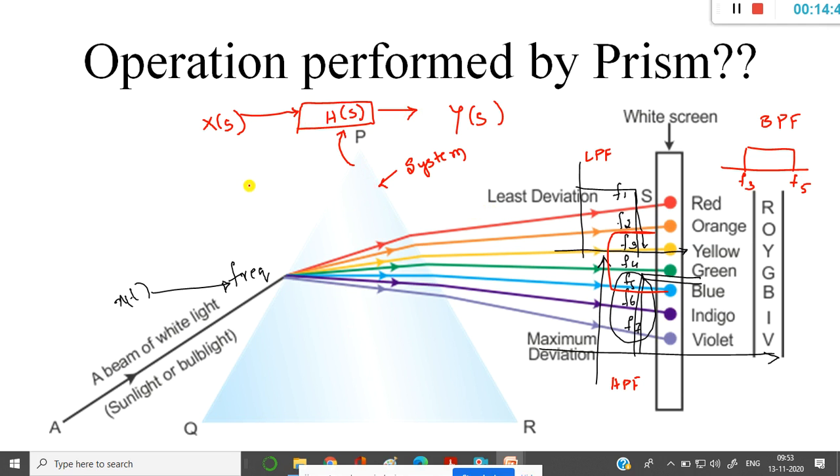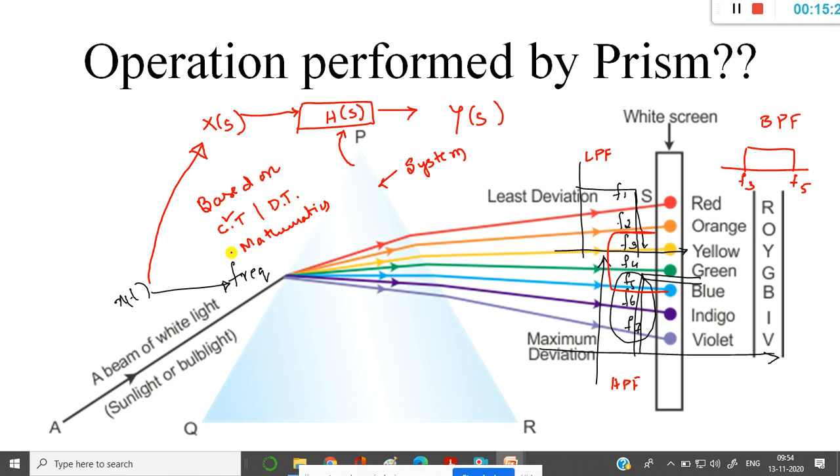See, it is not possible in my time domain. I cannot pick individual frequencies. It is not possible to pick the individual frequencies that are present in my white light. So what I do, I move from time domain to frequency domain. Now, based on whether the signal is continuous or discrete, I apply the mathematics for this.